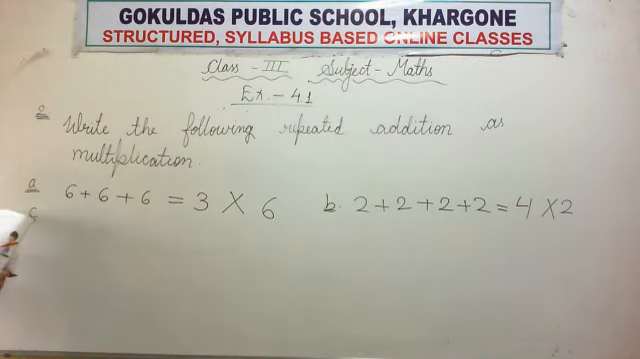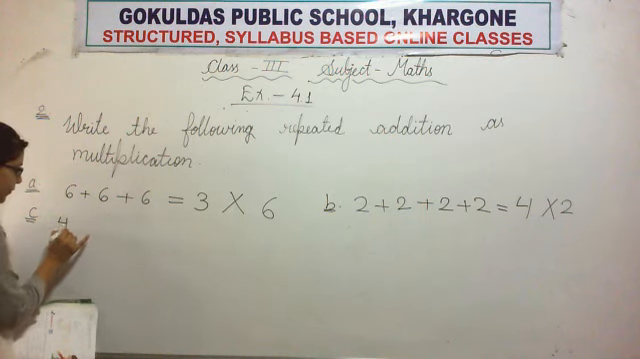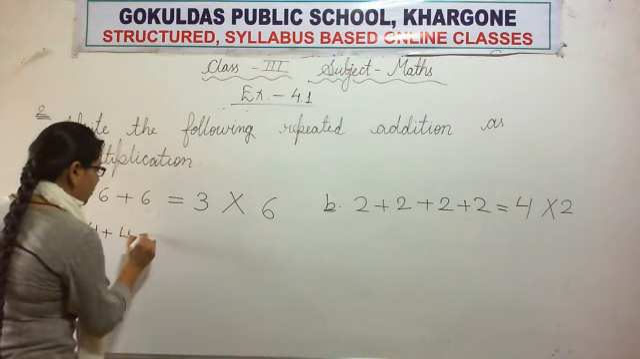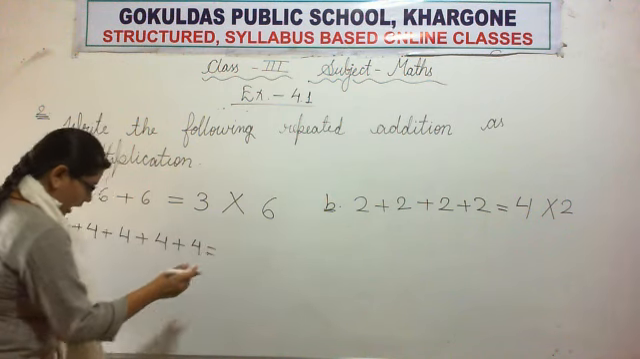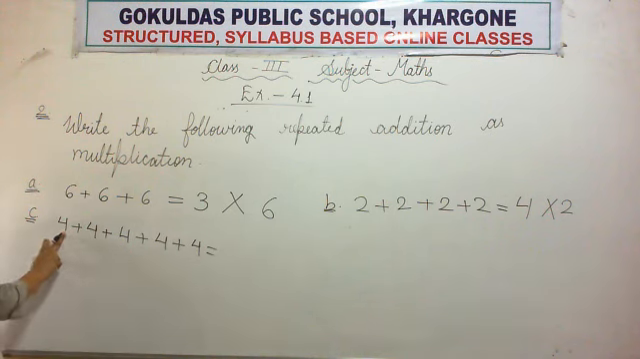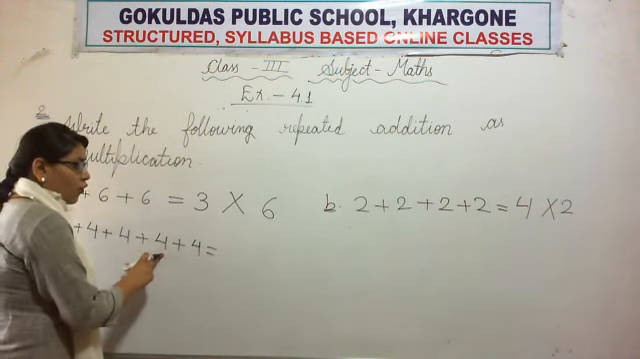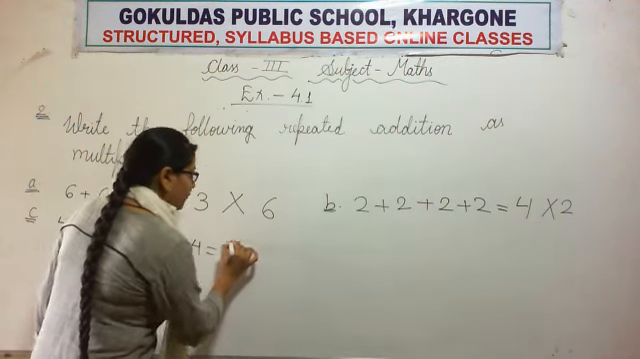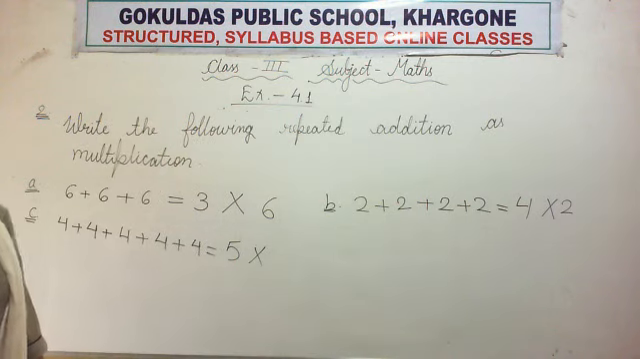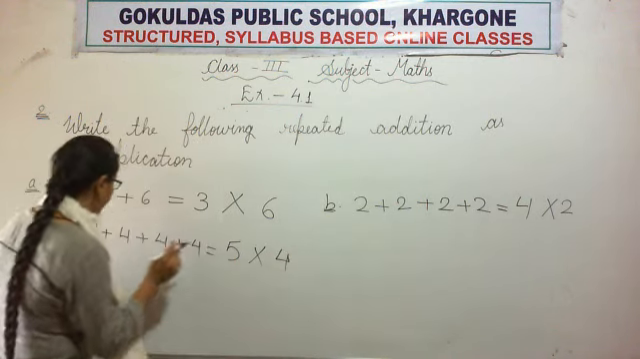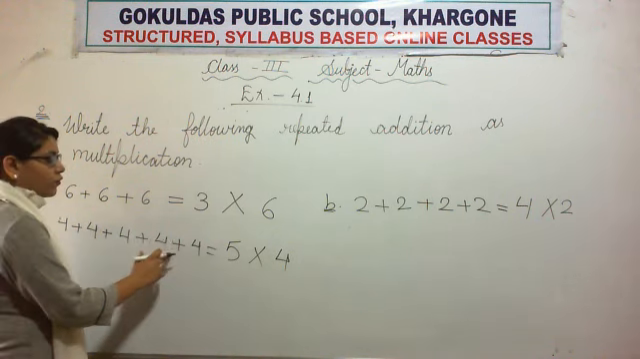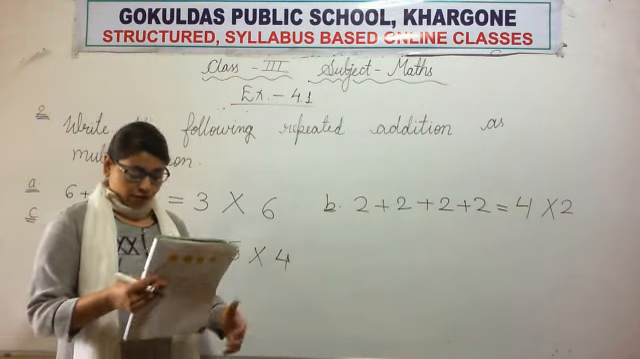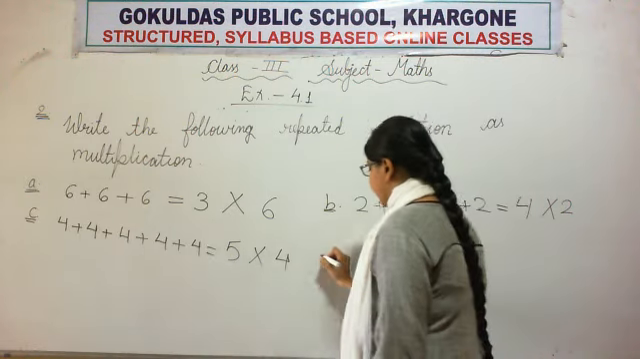Part C. 4 plus 4 plus 4 plus 4 plus 4. How many times? Let's count. 1, 2, 3, 4, 5. 5 times. 5 times what? 5 times number 4. So we will write 4. So 4 plus 4 plus 4 plus 4 plus 4 is equal to 5 into 4. 5 times number 4. Now the next one, part D.